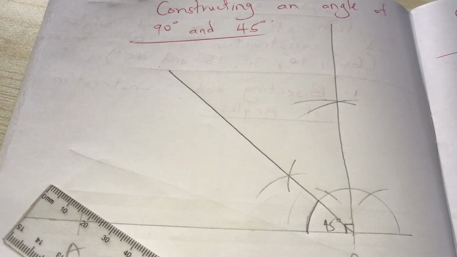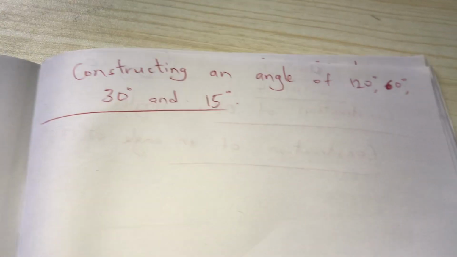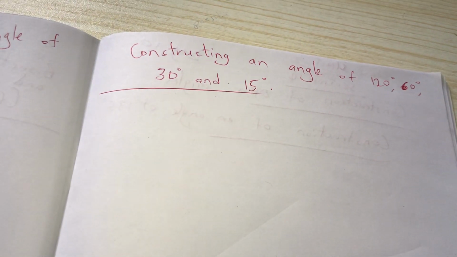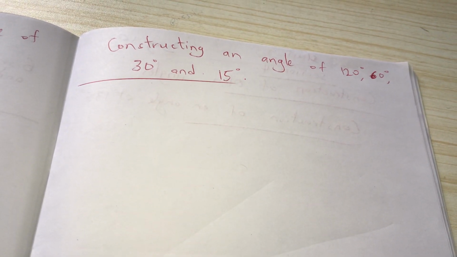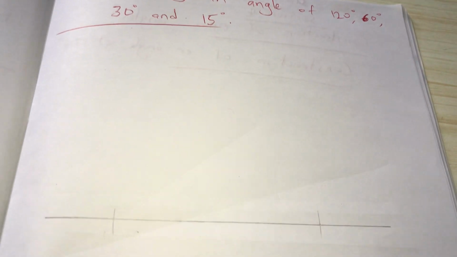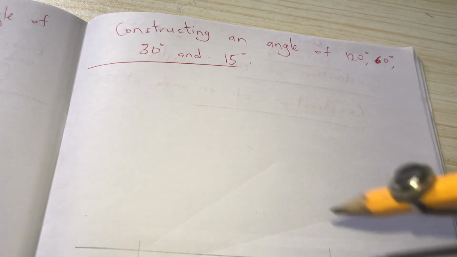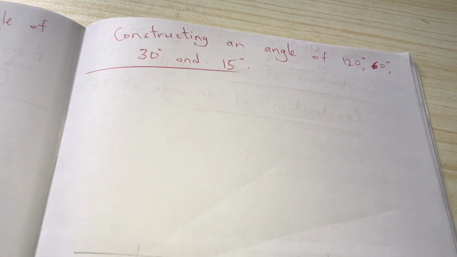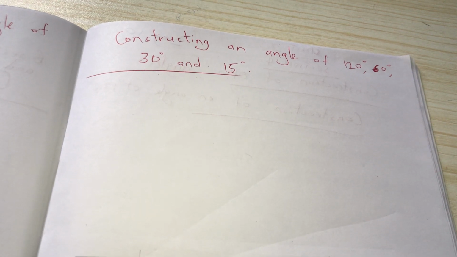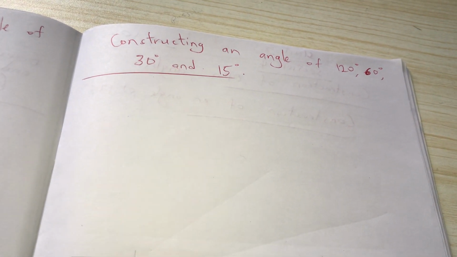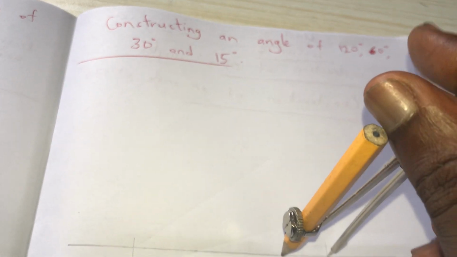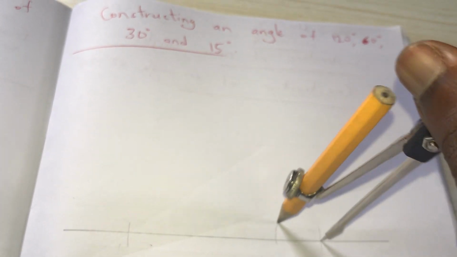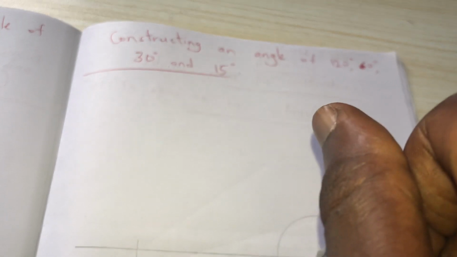Okay. Now let's talk about constructing an angle of 120 degrees, 60 degrees, and 60, 30, and what? 15 degrees. You can see that when we divide 120, we get what? 60. Divide 60, you get 30. Divide 30, you get what? 15. So that's all. Anytime you are doing an angle, the first thing you have to do is the semicircle.